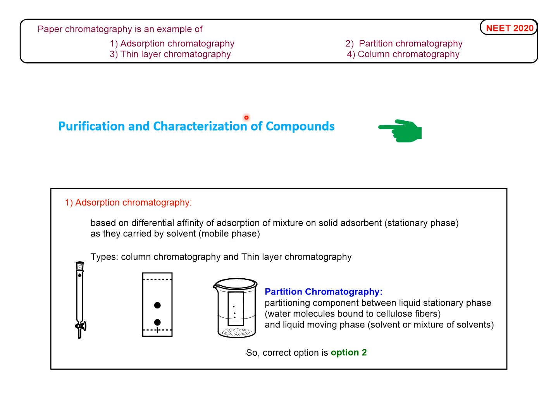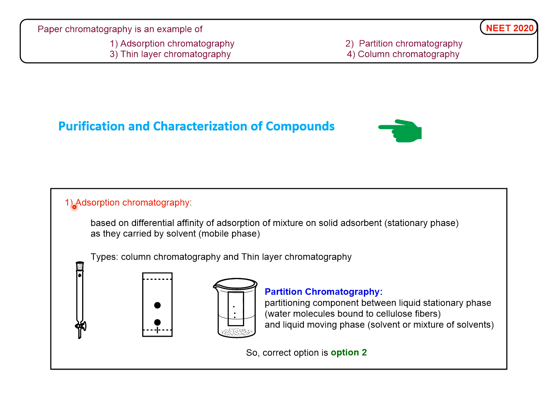Hi guys, let us discuss this question which was present in NEET 2020. The question is: paper chromatography is an example of option 1, adsorption chromatography; option 2, partition chromatography; option 3, thin layer chromatography; option 4, column chromatography. So this is a question from the purification and characterization of compounds chapter mentioned in the NEET syllabus.